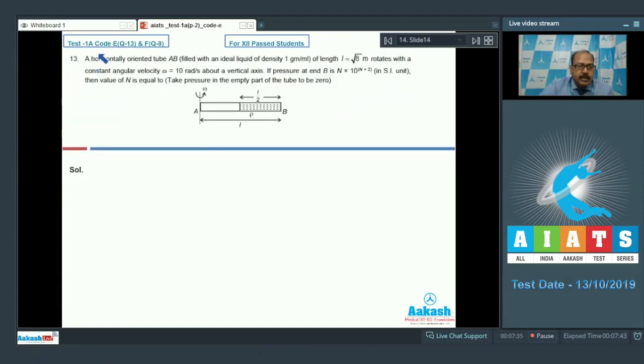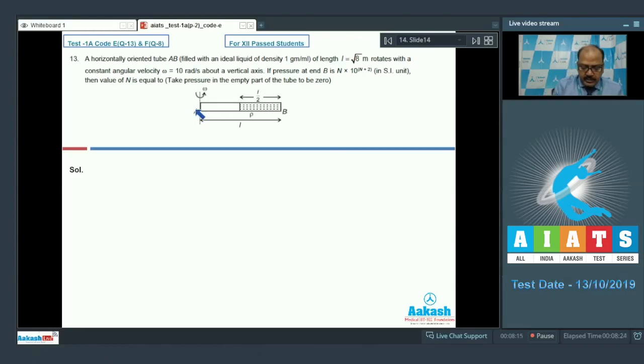Question 13 says, a horizontally oriented tube AB filled with an ideal liquid of density 1 gram per ml of length L equal to root 8 meter rotates with a constant angular velocity omega equal to 10 radian per second about a vertical axis. If pressure at end B is n into 10 to the power n plus 2 NSI units, then value of n is equal to, take pressure in the empty part of the tube to be 0. Here we will involve concepts of fluids and of course the circular motion.